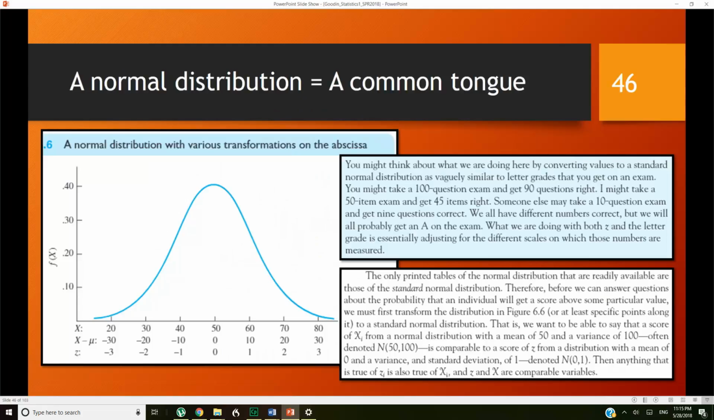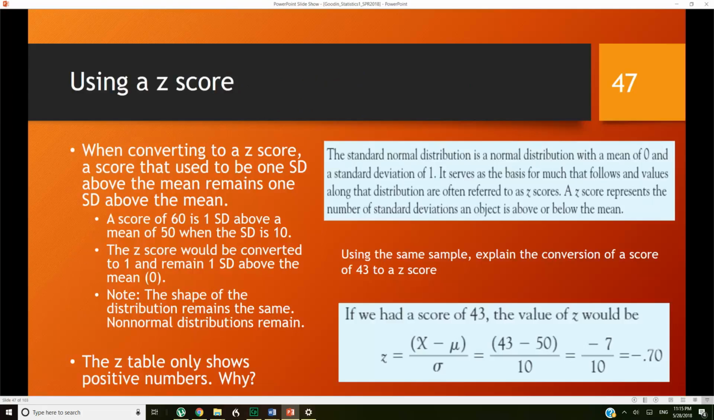With normal distributions, we can speak a common language. They're standardized to some degree. As the example says, a 90% on a 100 question exam is the same as getting 45 items right on a 50 item exam, or 9 items right on a 10 question exam. They also all compute to being A's. The common language that we are referring to is in terms of standardization. It involves transforming all values to a z-score based on their standard deviation. We'll talk more about z-scores in just a minute.